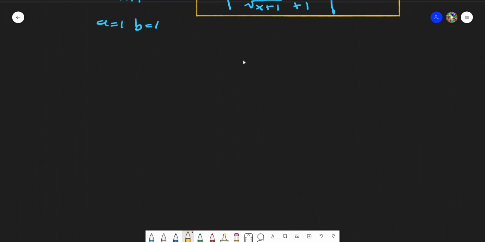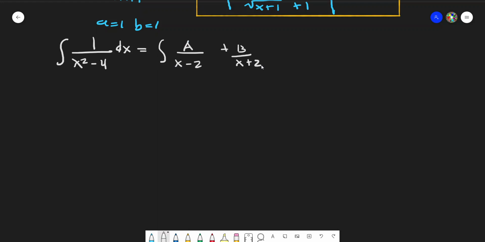Now, let's look at some partial fraction decomposition. For example, let's say we have the integral of 1 over x squared minus 4 dx. I know I can rewrite this as a over x minus 2 plus b over x plus 2, and then I just need to figure out what a and b are such that it reduces down to this.